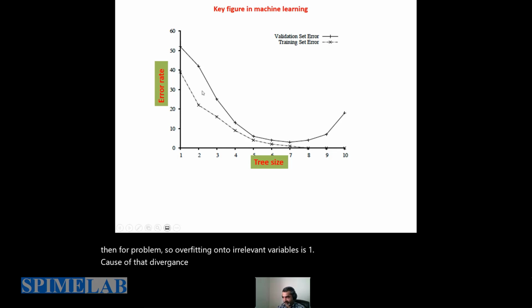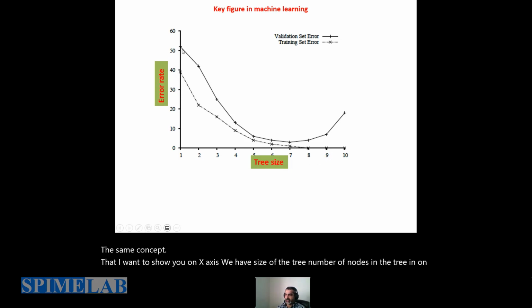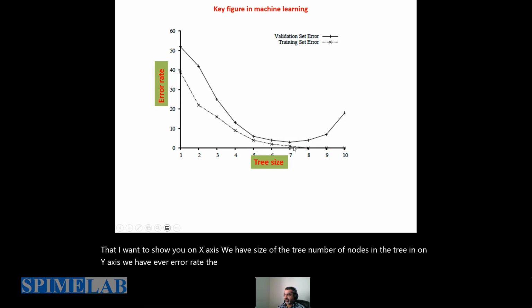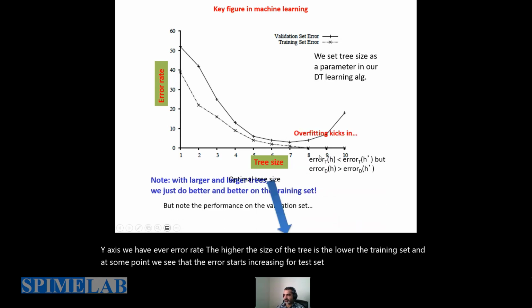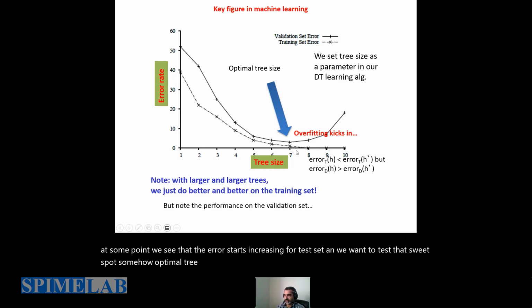And the next textbook graph for the same concept that I want to show you. On the x-axis, we have the size of the tree, the number of nodes in a tree, and on the y-axis, we have the error rate. The higher the size of the tree is, the lower the error on the training set. And at some point, we see that the error starts increasing for the test set, and we want to touch that sweet spot somehow. Optimal tree size, maybe 6 or 7 nodes.